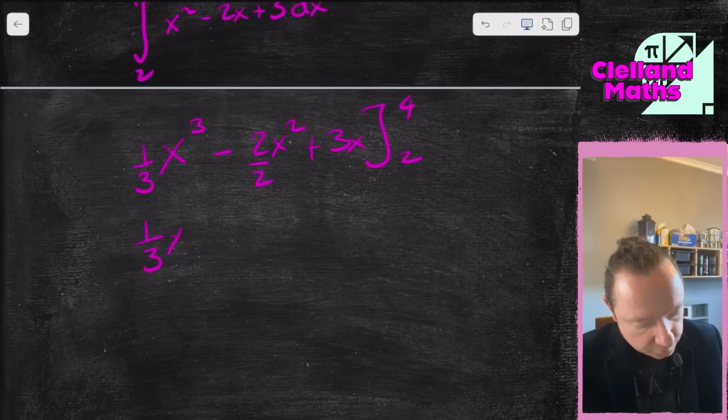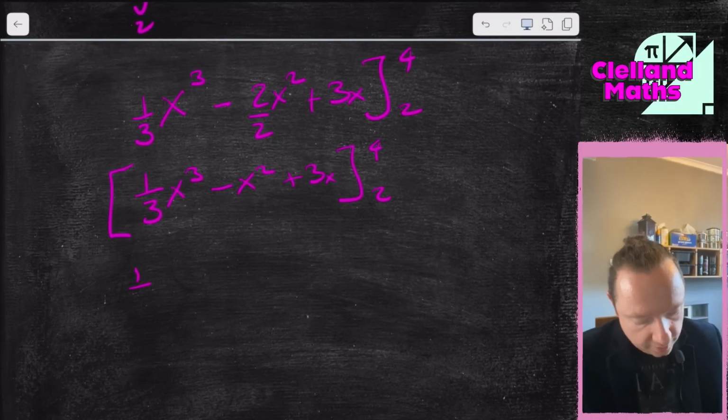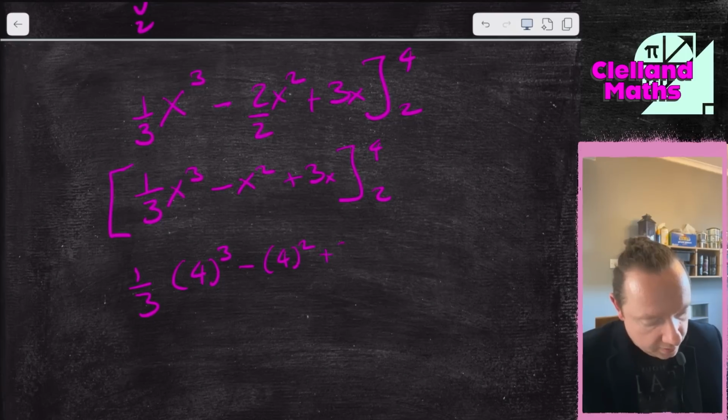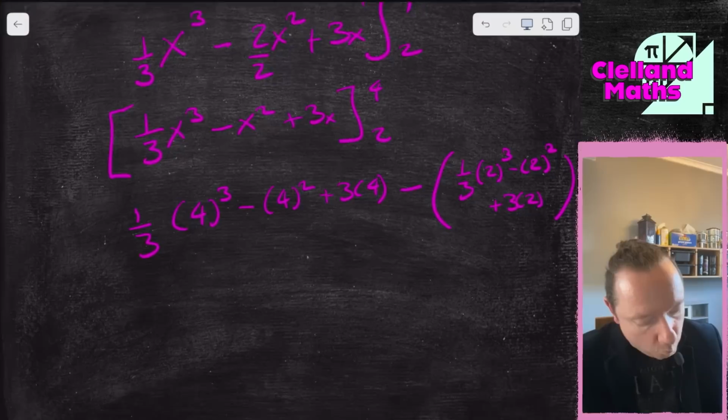Simplify: x cubed over 3 minus x squared plus 3x between 2 and 4, and then sub in. Now, you should always show your subbing in, because if you don't show it and then you mess it up, you might lose more marks. So always show your sub in, and then you get a mark at that position: a third of 4 cubed minus 4 squared plus 3 times 4, minus a third of 2 cubed minus 2 squared plus 3 times 2. If you can't work out the rest, you're probably only going to lose 1 mark.